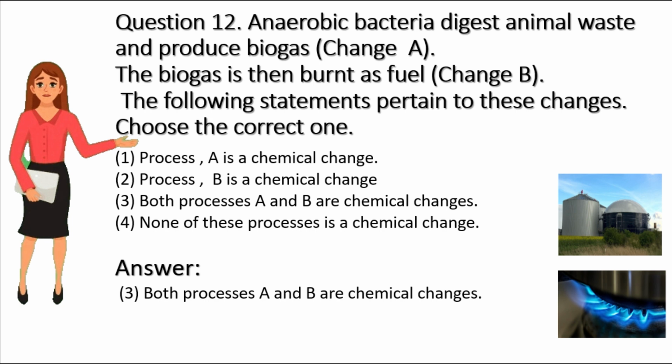1. Process A is a chemical change. 2. Process B is a chemical change. 3. Both processes A and B are chemical changes. 4. None of these processes is a chemical change. Answer. 3. Both processes A and B are chemical changes.